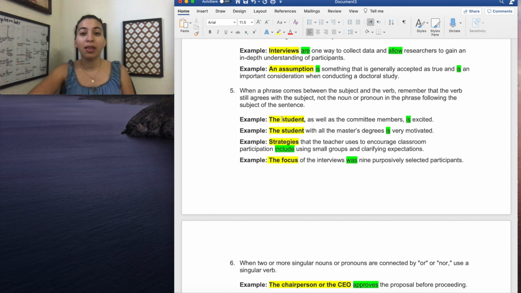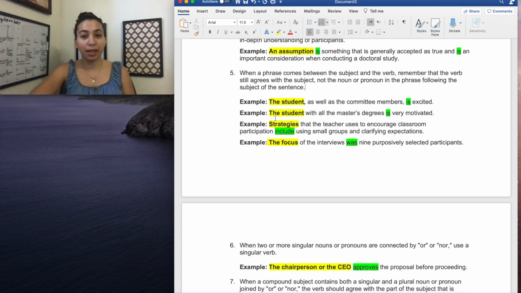For example, the student, as well as the committee members, is excited. So the subject of the sentence is the student. This is just additional information. The student is excited. That's what we want to say. The student, as well as the committee members, is excited.